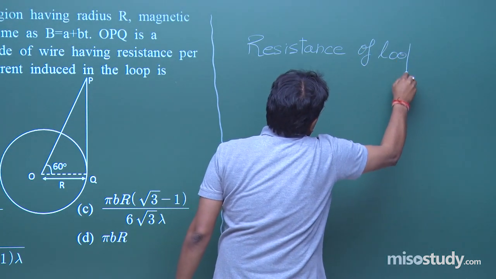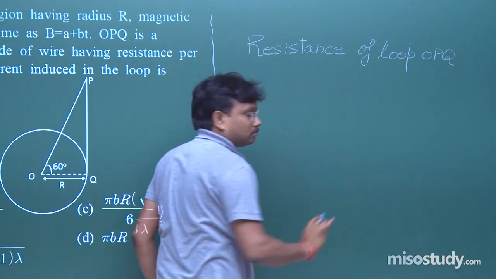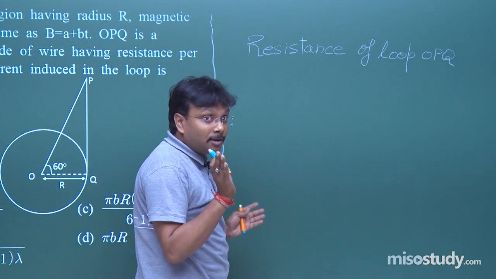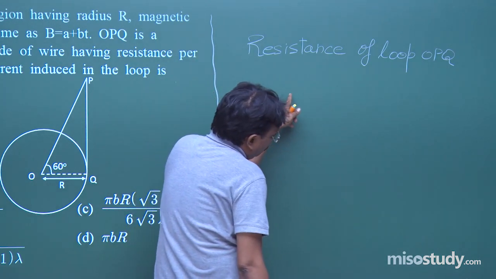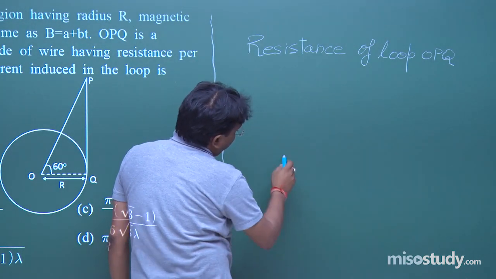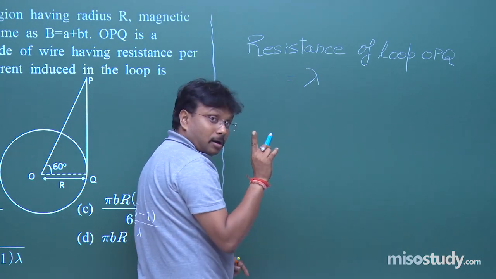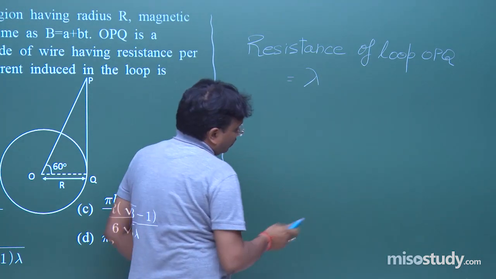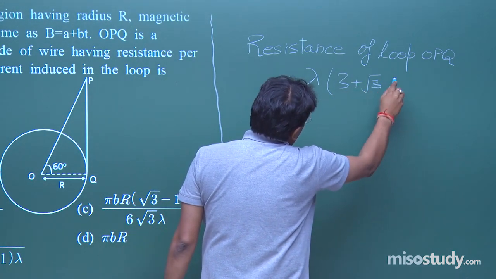loop OPQ, fine, because it is a wire having resistance lambda per unit length. So, resistance of loop OPQ is equal to lambda and then total length, fine. So, lambda and 3 plus root 3 R.